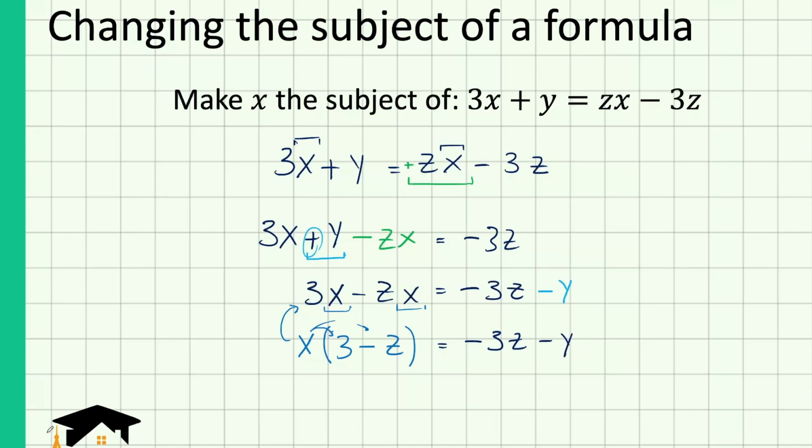But now because I want to make x the subject of the formula, and I have all this that's multiplying x, then I can divide it. That's the inverse operation of the multiplication, and this will leave me with x equal to minus 3z minus y, and all of this will be divided by 3 minus z. And like this, we made x the subject of the formula.